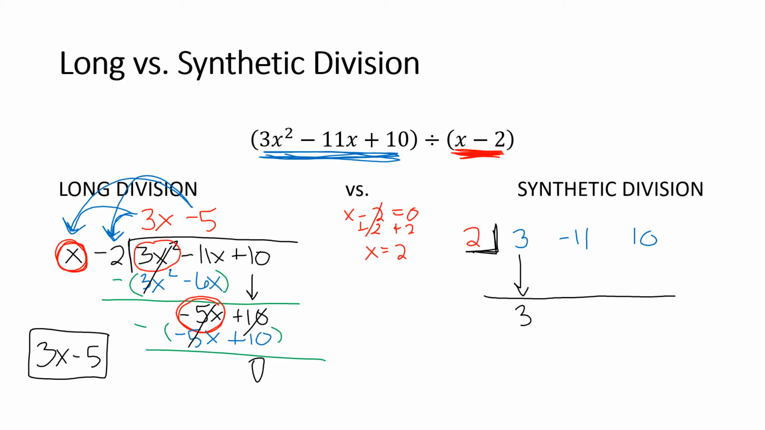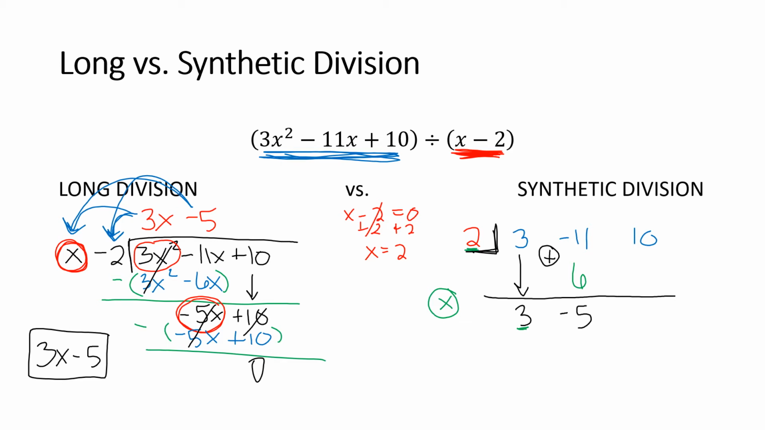Next, I'm going to multiply. I'm going to take the number in the box and I'm going to multiply around here and put my product in the second row. 2 times 3 is 6. I place that in the second row. And now I'm going to add. Negative 11 plus 6 is negative 5. And you're going to repeat that process over again. So every time it's going to be multiply, add, multiply, add.